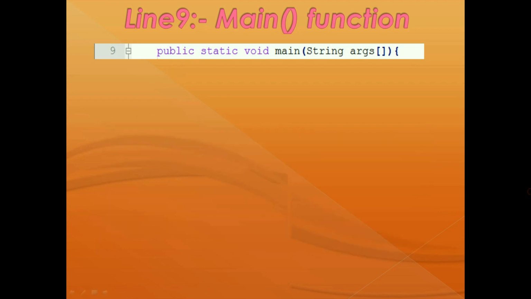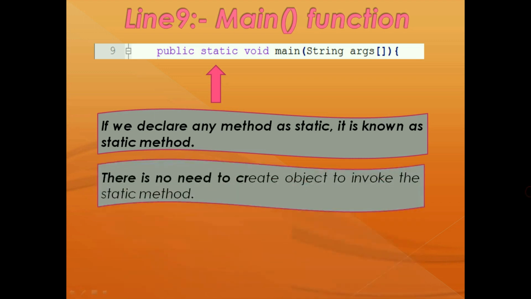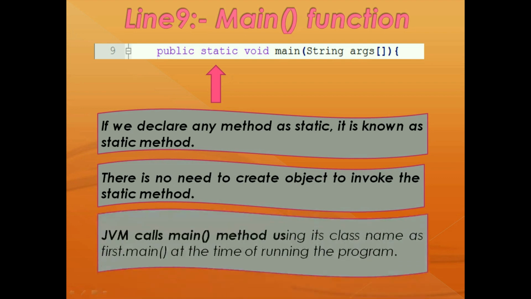After public, there is another keyword, static. Static is a keyword. If we declare any method as static, it is known as a static method. The core advantage of a static method is that there is no need to create an object to invoke it. JVM calls the main method using its class name. Here my class name is first, so JVM will call first.main at the time of running the program. So it does not require creating an object to invoke the main method, so it also saves memory.